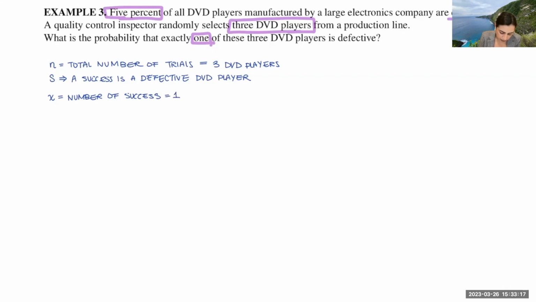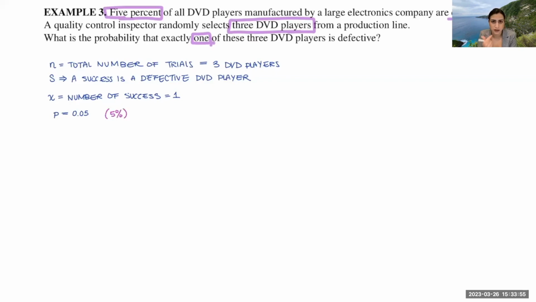What is the probability of success? What's little p? The probability that it's defective, right? Because the success is defective in this case, and that's 5%. We want to make sure that we write it as a decimal though, because our calculator is not going to accept 5%. It's not going to accept the percentage. It's going to accept a decimal. So 0.05 is the same as 5%.